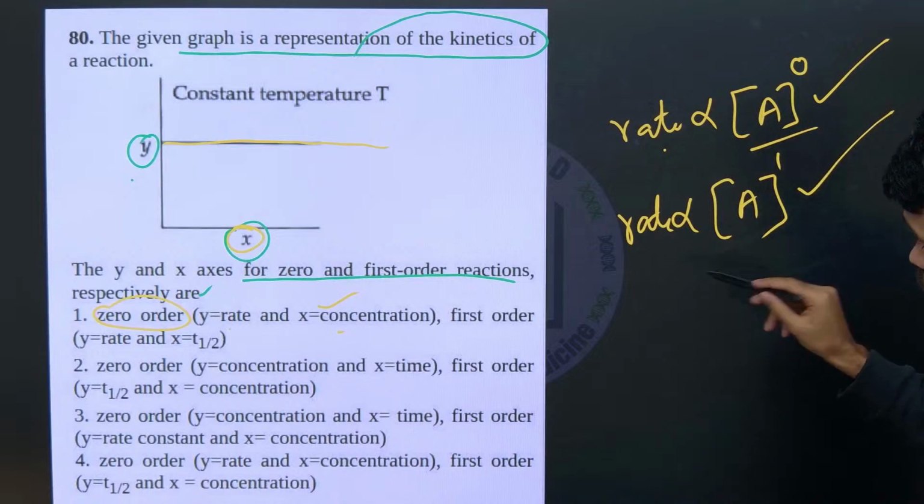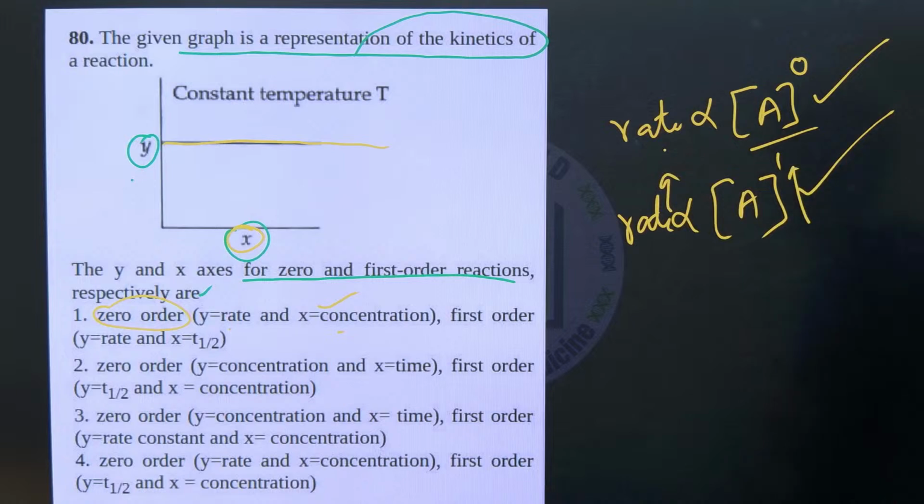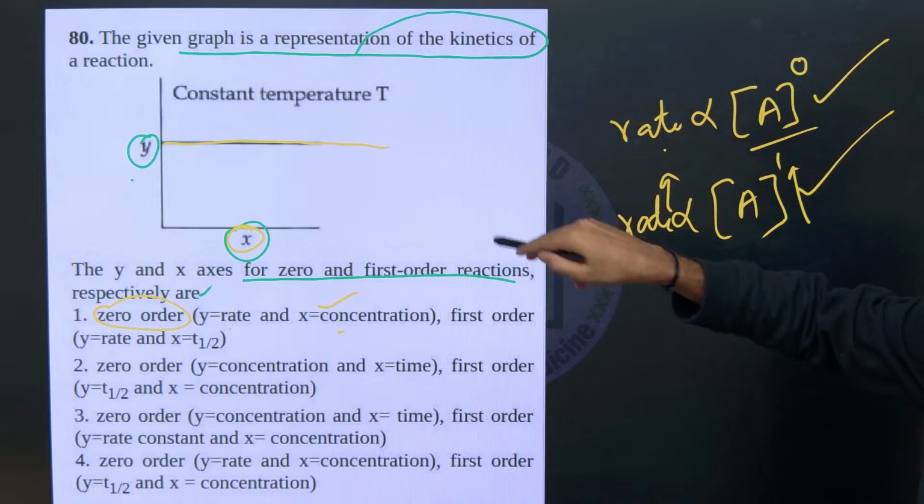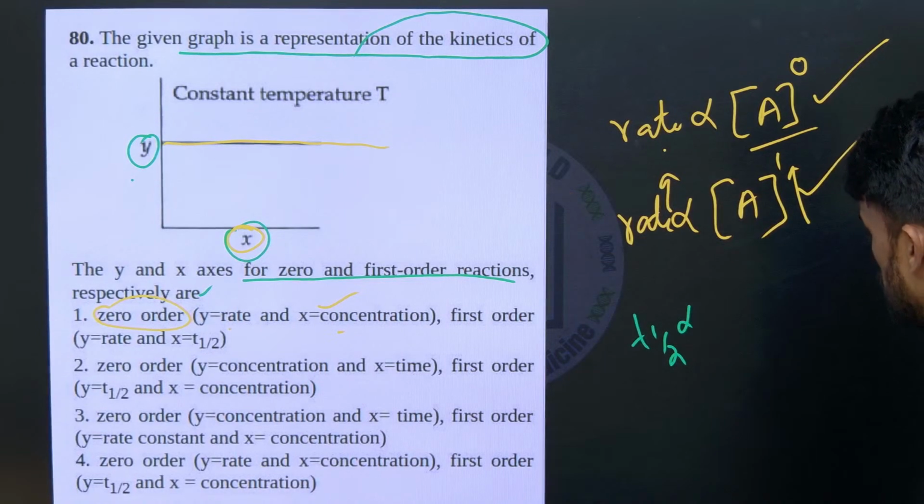For first order, the rate should increase with an increase in the concentration of substrate. But it should be independent, no? The t half for a first order reaction is independent of concentration.